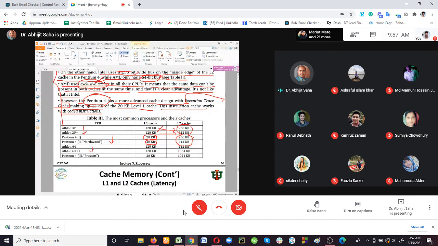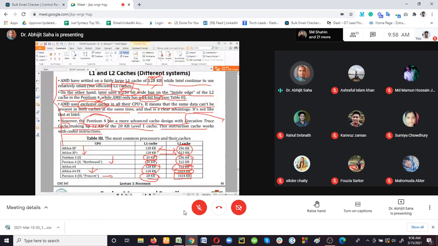Looking further, the AMD processors kept the L1 cache at 128 kilobytes as well, but they increased the L2 cache size from 256 to 512, and from 512 to 1024 kilobytes. Now the Pentium 4 comes with an L1 cache of 28 kilobytes, which is double what they had in the last version. This is what they are trying to show here.